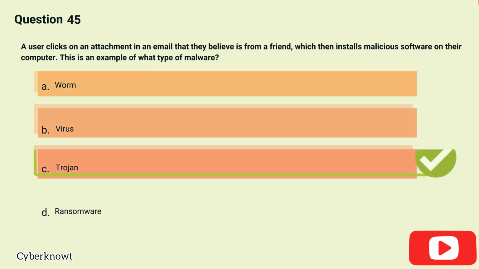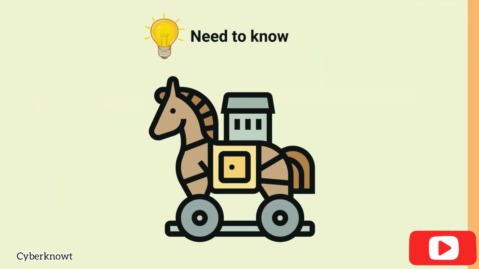The correct answer is Option C. Trojan. Explanation. A Trojan is a type of malware that disguises itself as a legitimate program in order to trick the user into downloading and installing it.